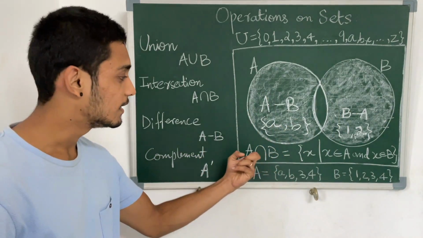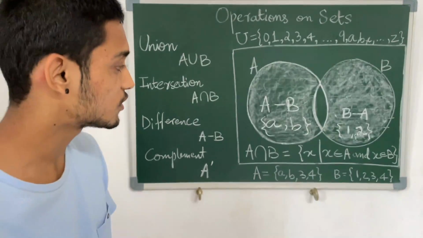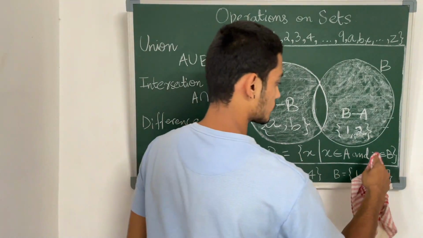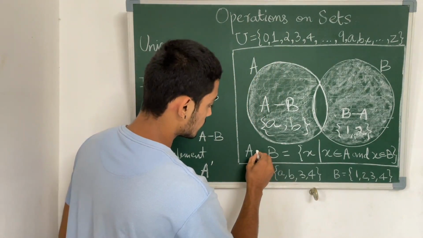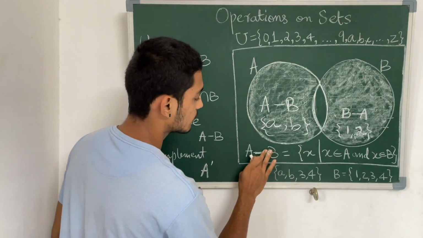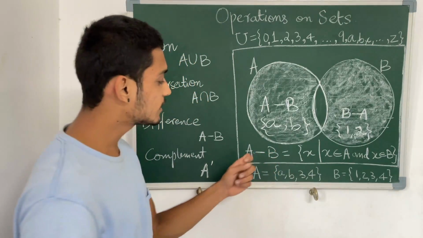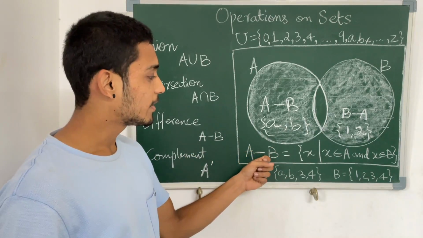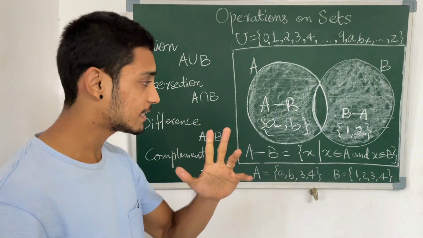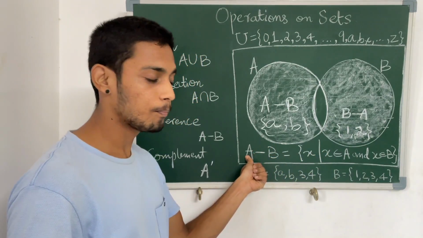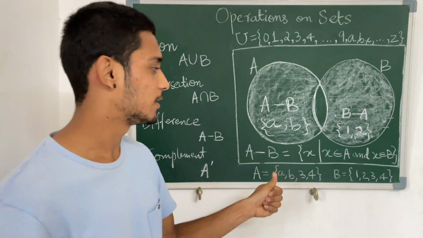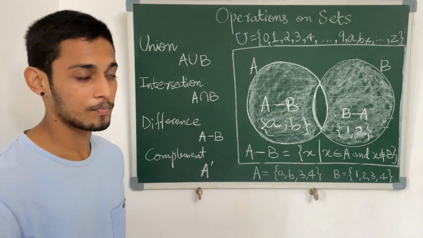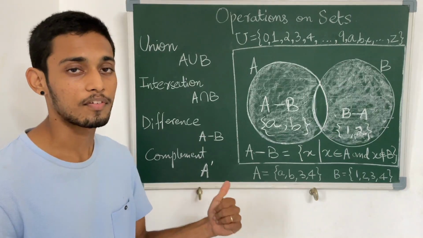How can we write it in the set builder form? It's very simple. We just add the symbol minus to denote the set difference. So as I said, A minus B is the set of all elements x such that x belongs to the set A but doesn't belong to the set B. So we say it belongs to A and it doesn't belong to B. So that is how you can represent the set difference of A and B.